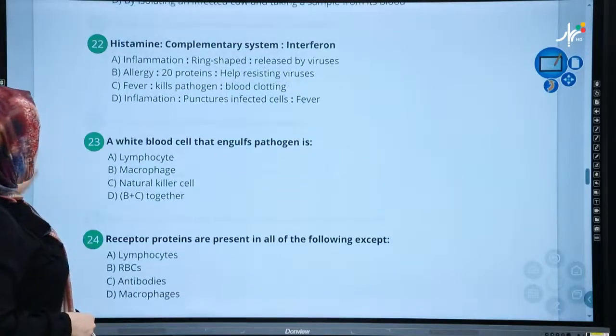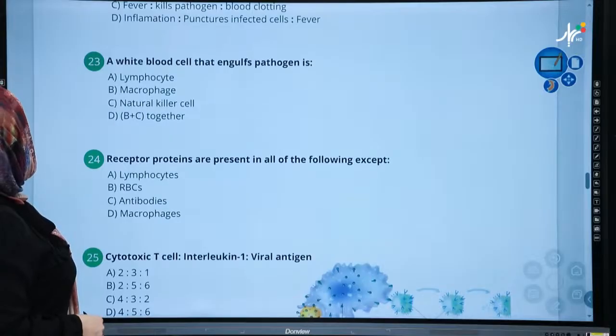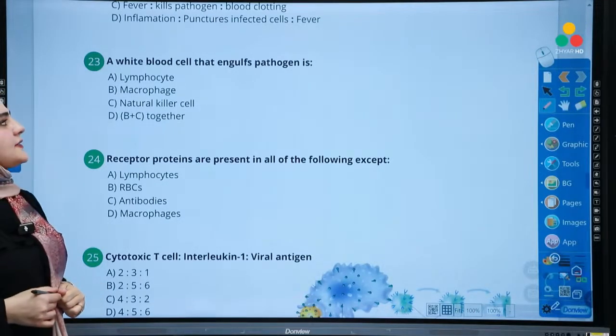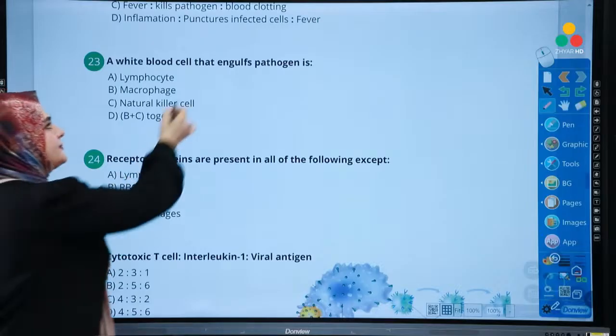Now, moving on to questions 23 and 24. It says a white blood cell that engulfs a pathogen. This word.